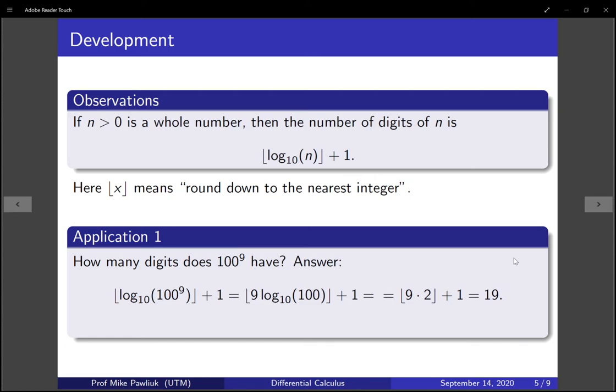Now, one of the ways to do this would be to multiply it all out and then count the digits, but this is a little bit shorter and doesn't involve doing 9 multiplications.